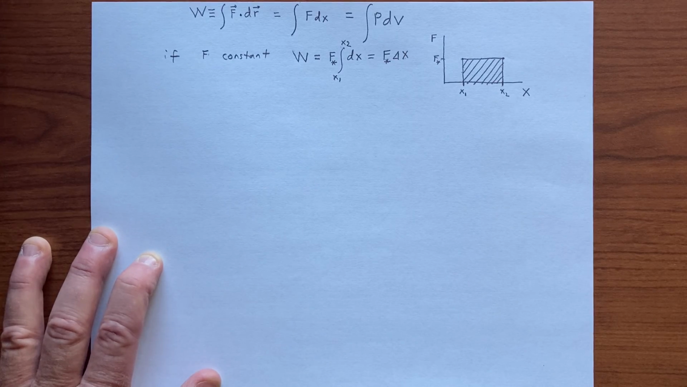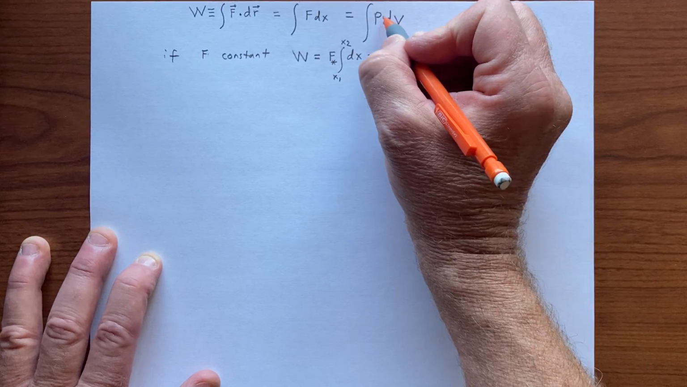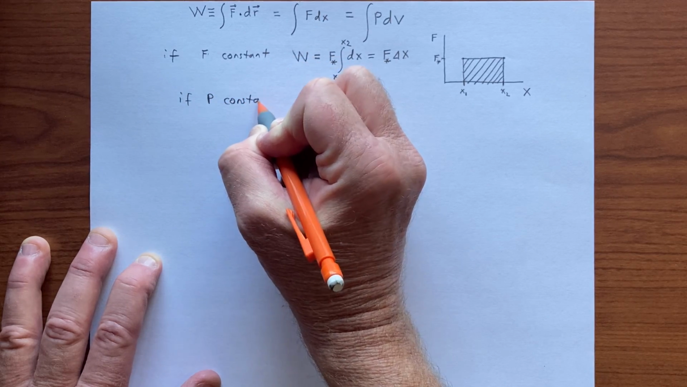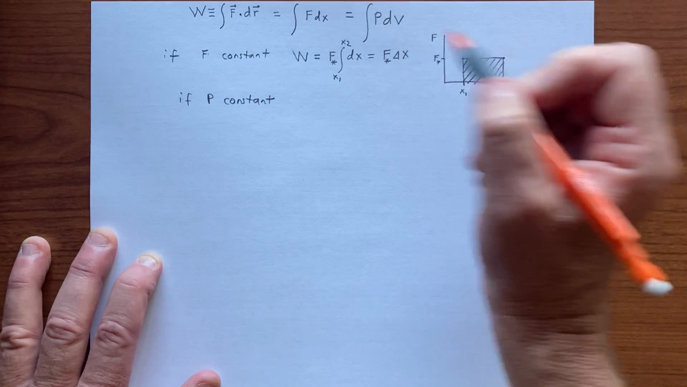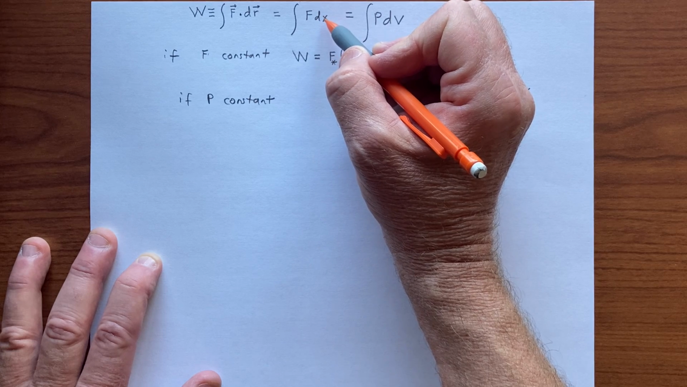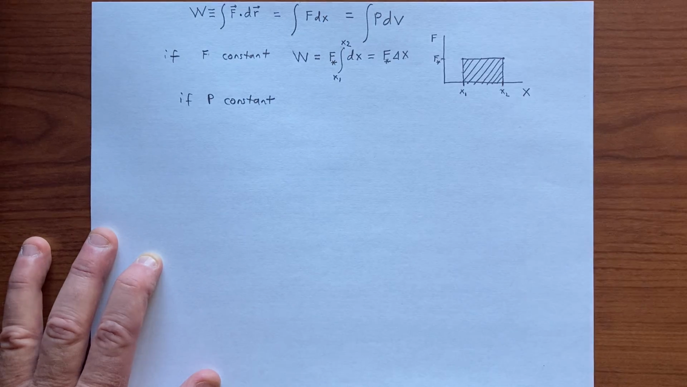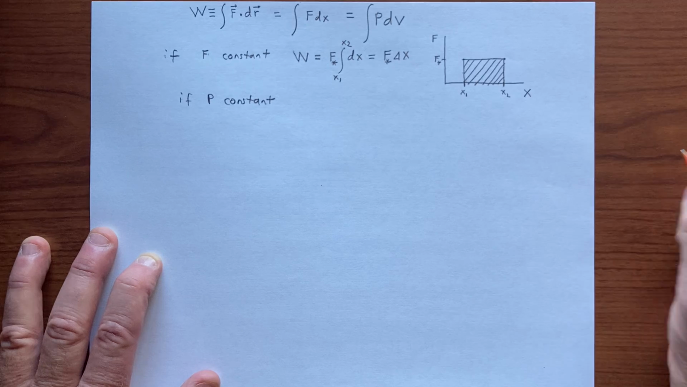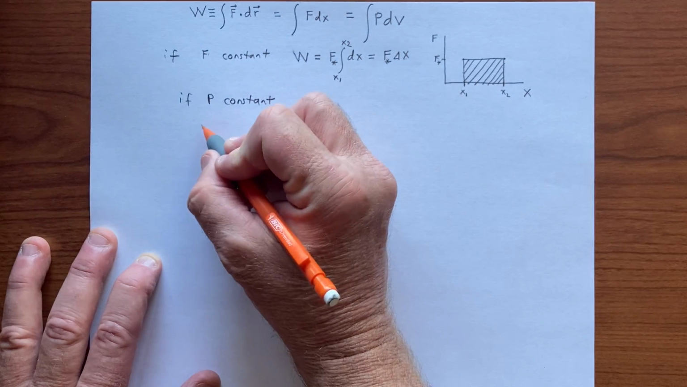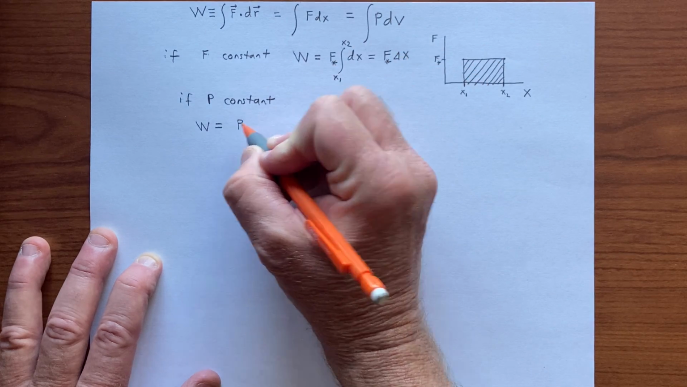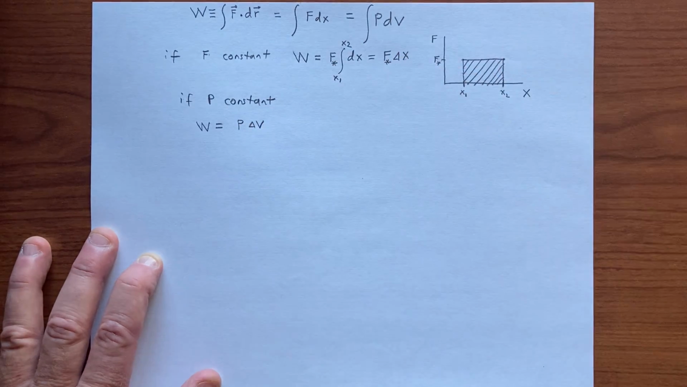And so, by analogy, if the pressure is constant and we're changing the volume, notice that if we don't change the volume, then it's equivalent to having no displacement, and that's equivalent to having no work. So the volume must change by analogy if we want to have work. So if P is constant, then the work becomes, by analogy with this, I can pull P out of the integral and get a delta V.